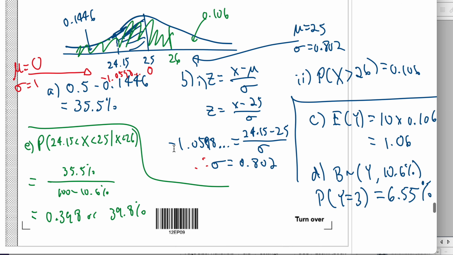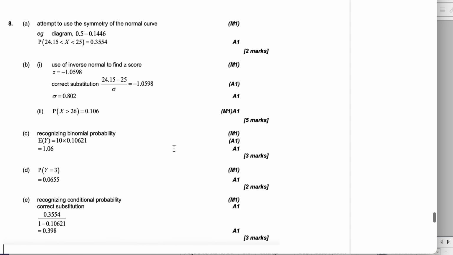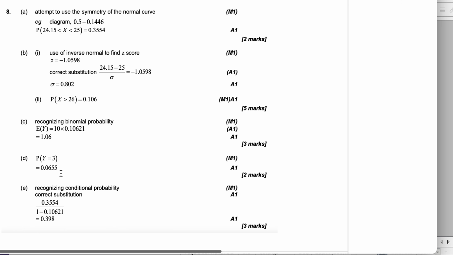Okay, and that should be everything. The official mark scheme, if you want to take a look, is here. Okay, hopefully everything matches up. We had this, I believe. Yes, everything looks good.